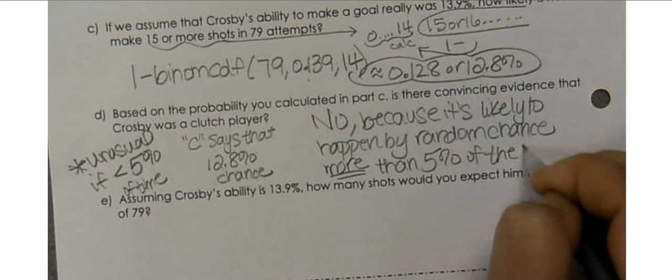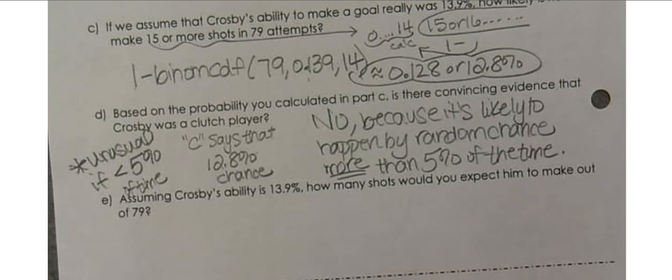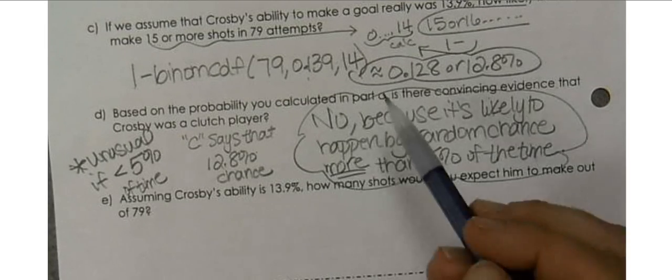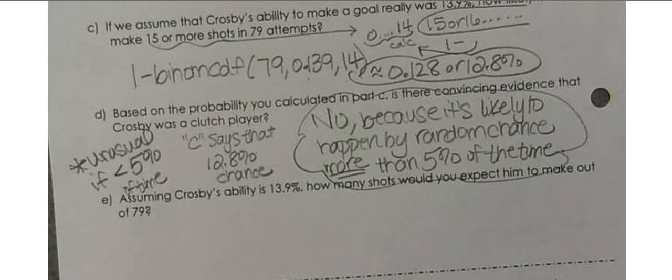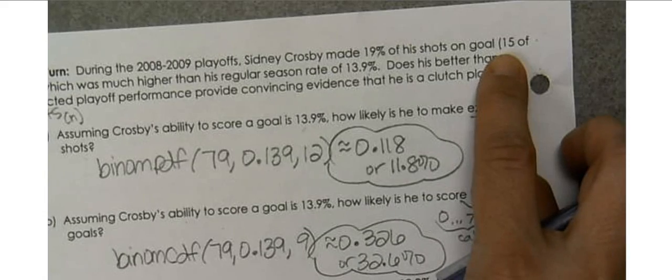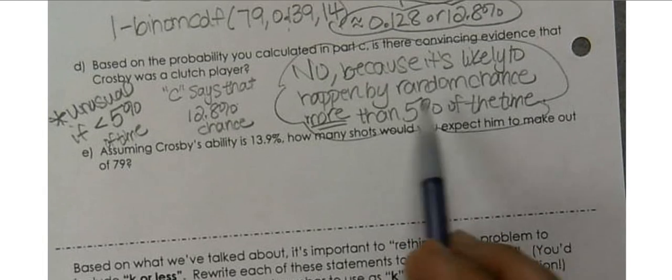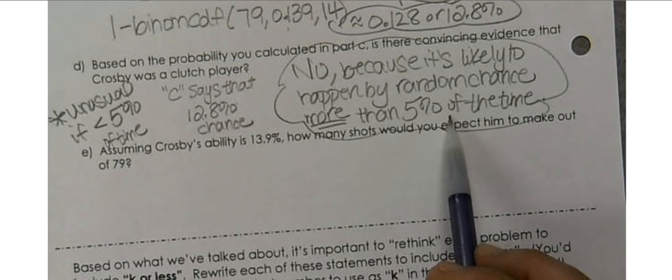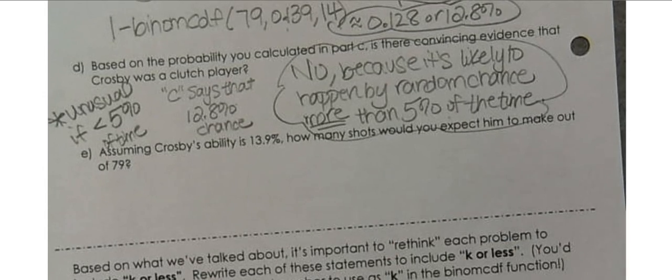If we had gotten a number like 3.2%, that would be less than 5%. And then we could say, yeah, that is pretty special because it's not likely to happen by random chance. But this just shows that his performance, that 15 of 79 or more, is not special because it happened by random chance more than 5% of the time.